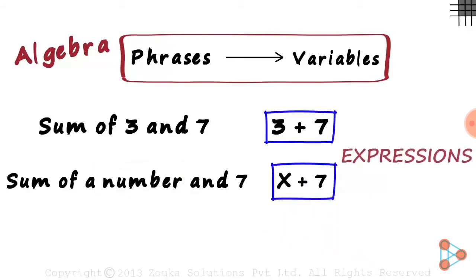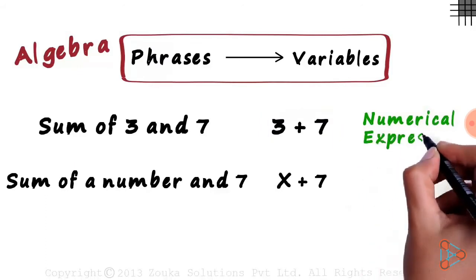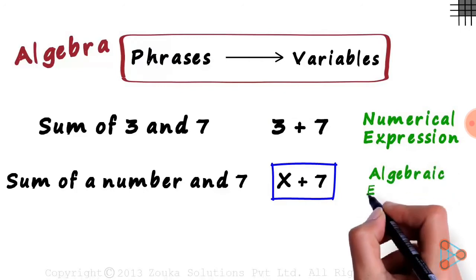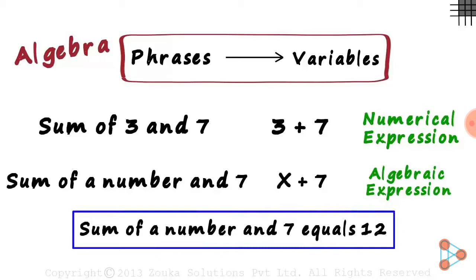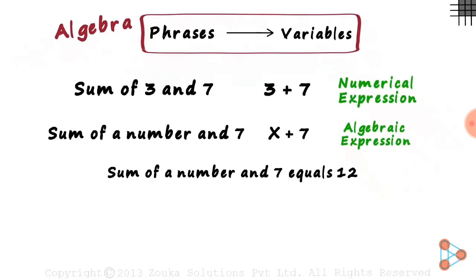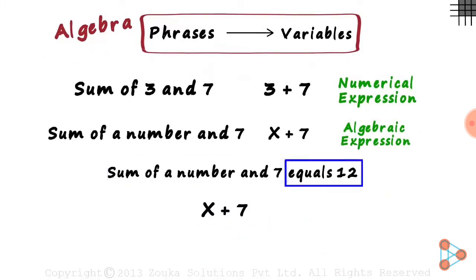Both these are called expressions. As this involves only numbers, it's called a numerical expression. And because it involves variables, it's called an algebraic expression. Now look at this line. Sum of a number and 7 equals 12. Now it gets interesting. Let's break it into parts. Sum of a number and 7 can be written as x plus 7, and equals 12 can be written as equal to 12.